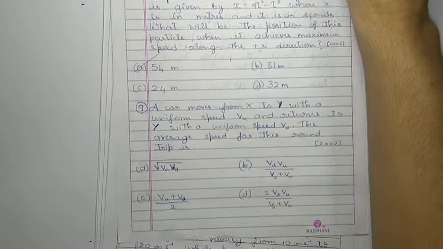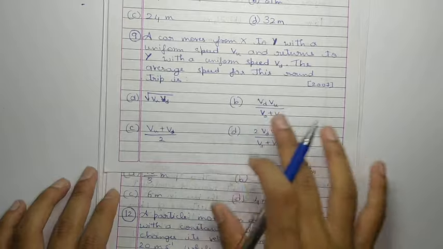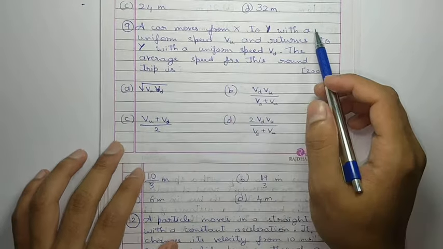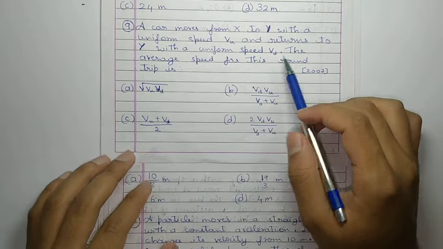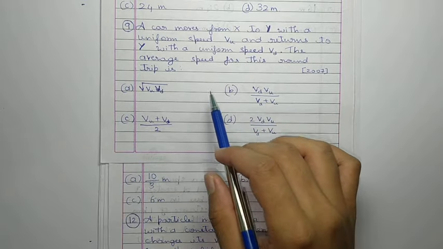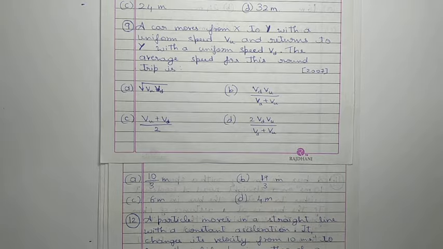Question 9. A car moves from X to Y with a uniform speed v_u and returns from Y to X with a uniform speed v_d. The average speed for this round trip is... This is an easy question.